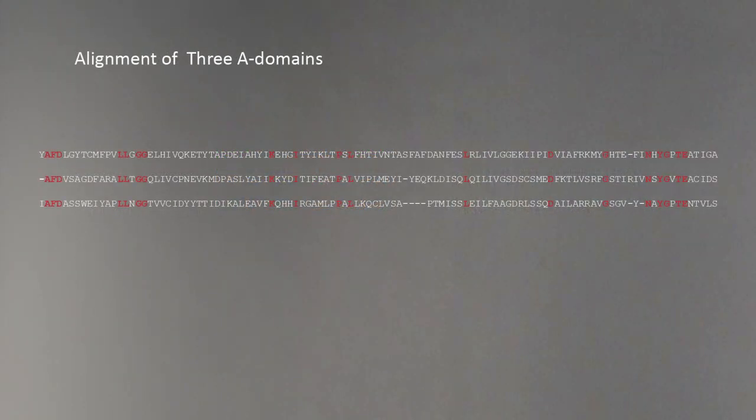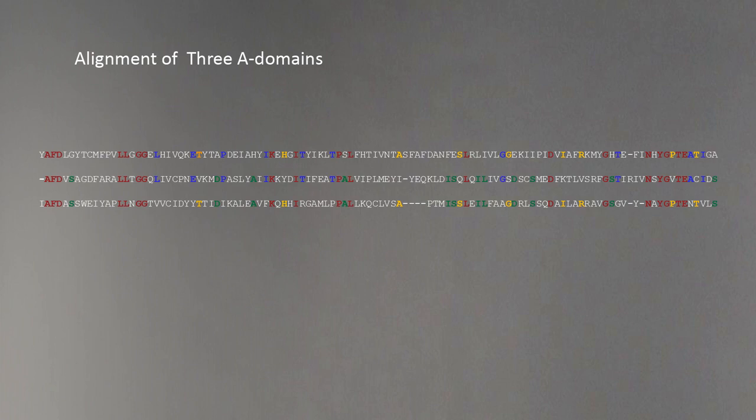For example, when you align three A domains, which we discussed previously in this lesson, you can find many pairwise similarities between these three A domains. But when you try to compare all of them at once, you will find the similarity which is present in all three sequences and which can tell you something about what makes these sequences behave similarly in a cell.